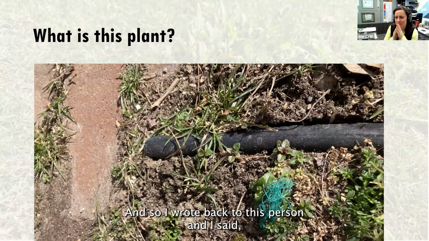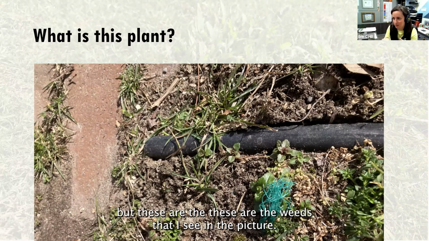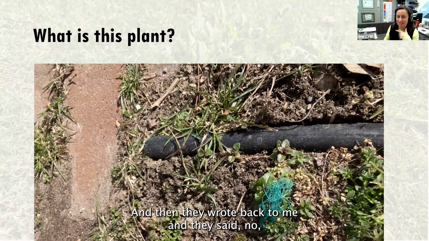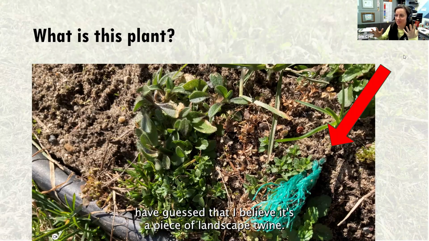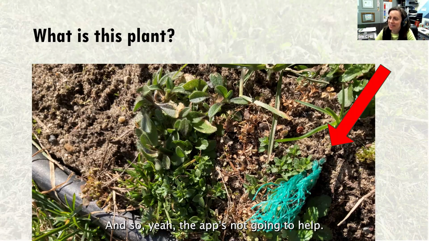And so I wrote back to this person and I said, "Well, I don't know what plant you're talking about, but these are the weeds that I see in the picture." And then they wrote back to me and they said, "No, I want to know what this weed is here, this sort of teal colored thing." And I think that maybe you have guessed that I believe it's a piece of landscape twine. And so, yeah, the app's not going to help when you get something kind of odd like that.